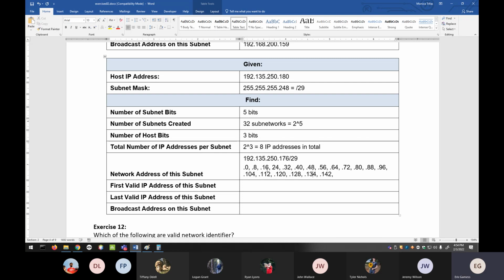128 plus 8, it will be 134. No, it will not be 134. Plus 8, it will be 136. Plus 8, it will be 144. Plus 8, it will be 152. Plus 8, it will be 160.